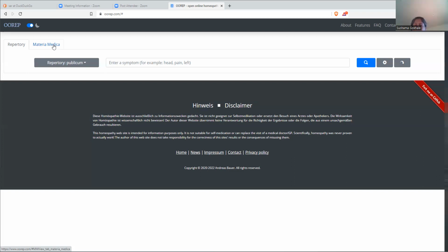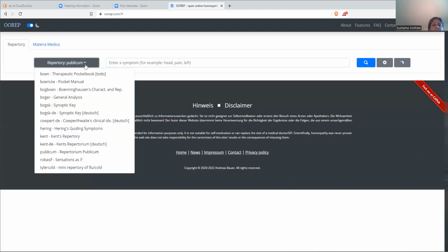So that, folks, is how you look at the repertory and materia medica. The repertories are varied and many. Tyler has a mini repertory. The Publicum is a repertory which is a combination of Kent and a couple of others. This one is German, in Deutsche. This is Kent's repertory. This is Hering's repertory. This is Cowperthwaite's. I've not used it because it's in Dutch, but I've heard it's a good one.